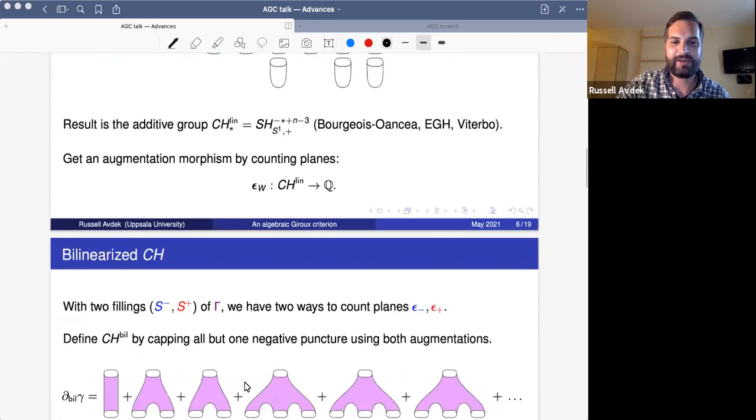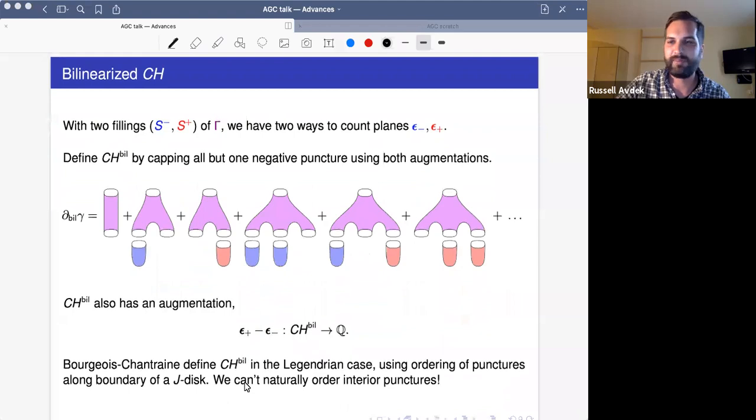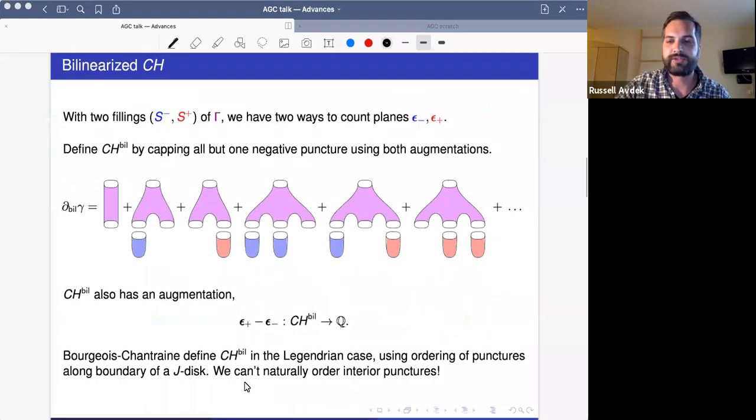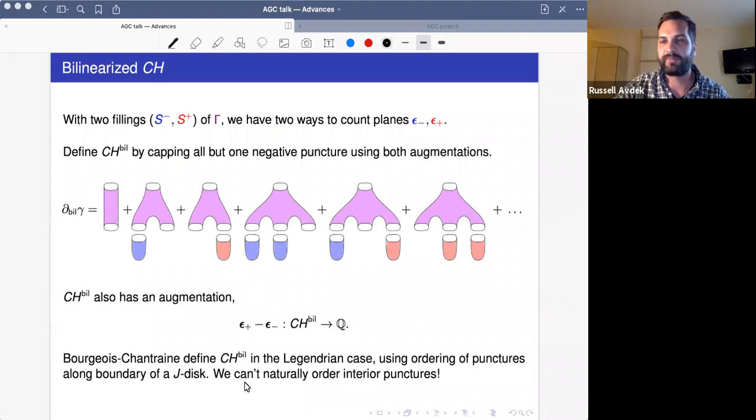Today we'll be talking about a new invariant called bilinearized contact homology. We now have 2 different, or possibly different, fillings of our contact manifold Gamma, and so we have 2 ways to count planes. The fillings are called S minus and S plus, and the counts of planes I'll call epsilon minus and epsilon plus. We define the bilinearized contact homology differential by taking holomorphic curves in the symplectization of our contact manifold with at least one negative puncture, and then capping off all but one negative puncture with planes in either of the symplectic fillings.